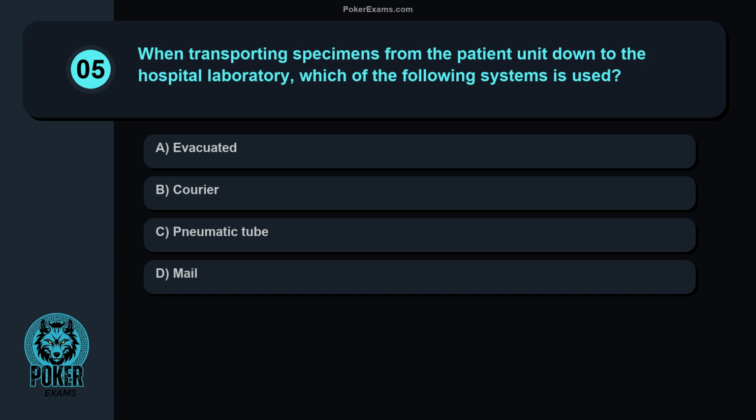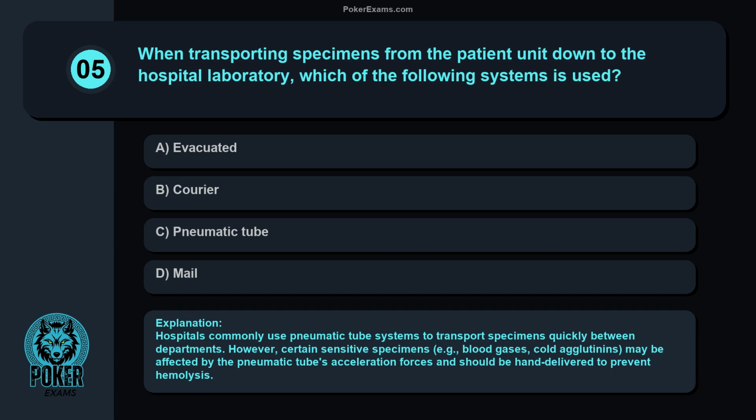Question 5. When transporting specimens from the patient unit down to the hospital laboratory, which of the following systems is used? Evacuated, courier, pneumatic tube, mail. Hospitals commonly use pneumatic tube systems to transport specimens quickly between departments. However, certain sensitive specimens, e.g., blood gases, cold agglutinins, may be affected by the pneumatic tube's acceleration forces and should be hand-delivered to prevent hemolysis.